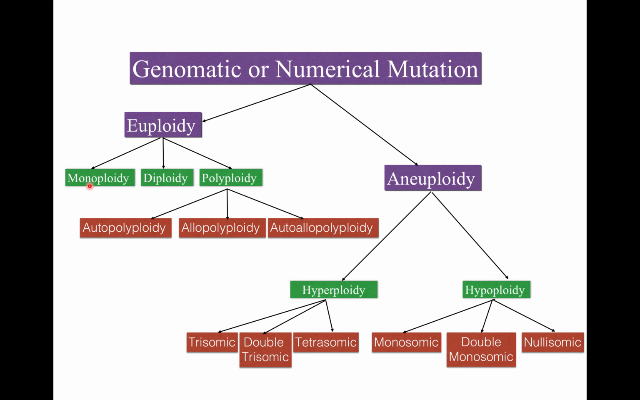Euploidy consists of monoploidy, diploidy and polyploidy. And polyploidy again may be autopolyploidy, allopolyploidy or autoallopolyploidy. Euploidy I will discuss in the next lecture. Today my focus is on aneuploidy. Aneuploidy may be hyperploidy or hypoploidy. Hyperploidy means they may be trisomic, double trisomic and tetrasomic. Hypoploidy may be monosomy, double monosomy or nullisomy.